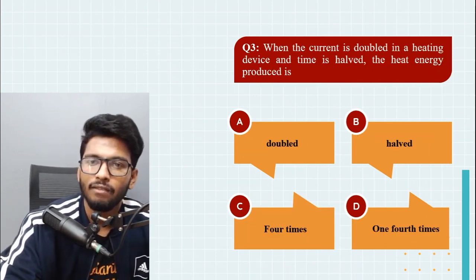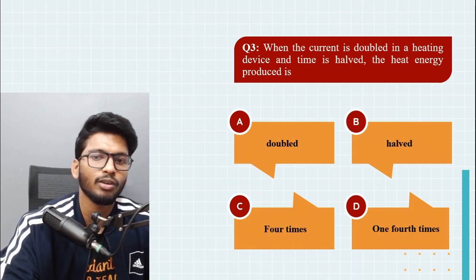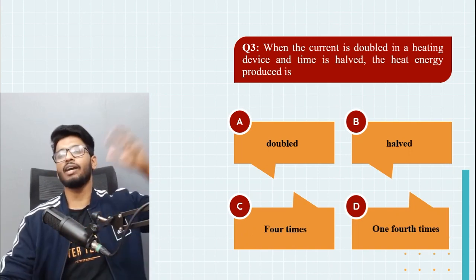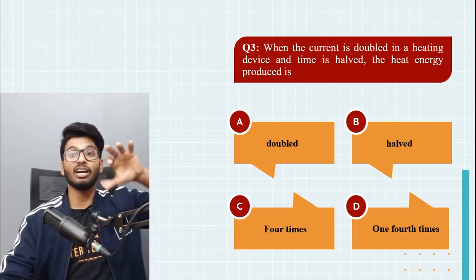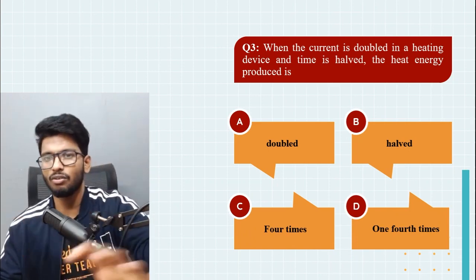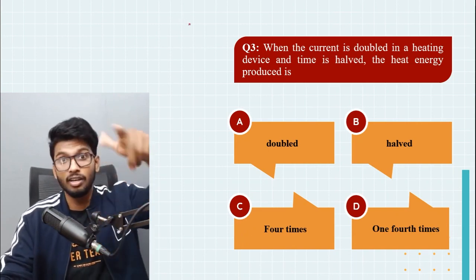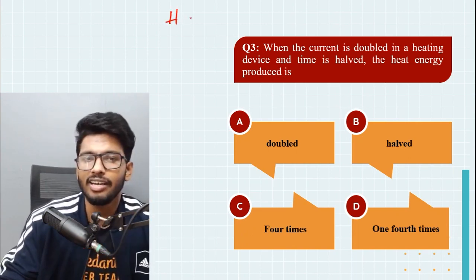Third question, guys. When the current is doubled in a heating device, the time is halved. The heat energy produced is what? Doubled, halved, 4 times, or 1/4 times. If the current is doubled and the time for which the current is flowing through it is halved, what happens to the heat energy? Very simple question. Again, pause, try to figure it out yourself. The answer, guys, is nothing but what?